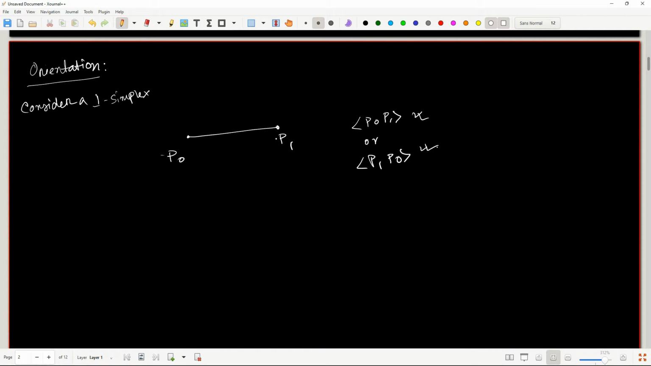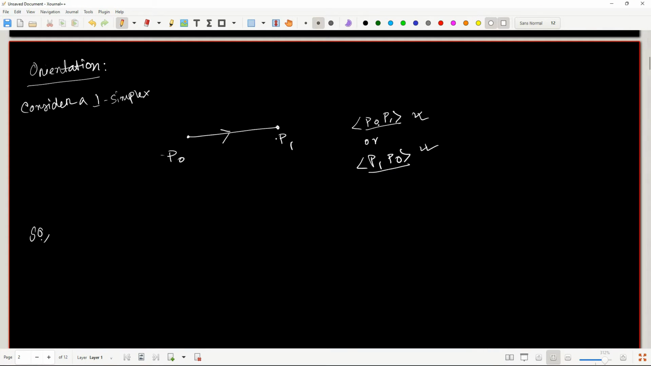However, if I tell you that I want to give some orientation or a direction to this one simplex, let's say from P0 to P1 like this, then these two terms are not equivalent. So in such cases we say that the simplex has some orientation.